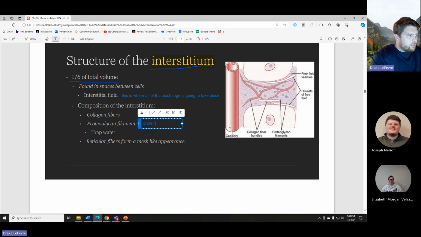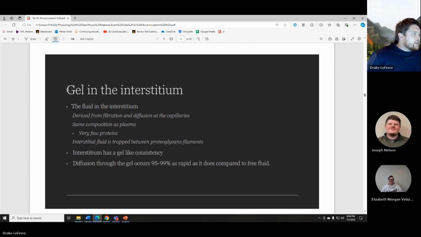Proteoglycan means it has part protein, part carbohydrate. The proteoglycan's job is to trap water. And then we have reticular fibers that form a mesh-like appearance. It all has a gel-like consistency. Diffusion through the gel occurs at about 95 to 99% as rapidly as it does through free fluid. So the gel of the interstitial fluid is essentially the same as water.